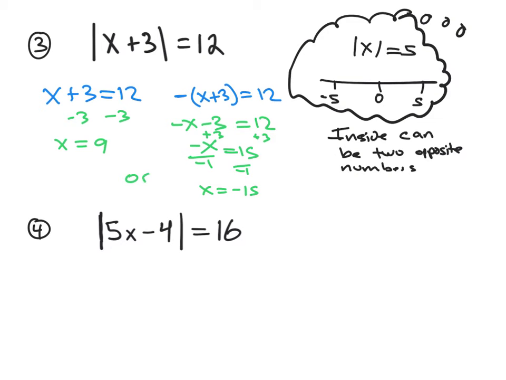So there's my two answers, but the "or" between them: x is 9 or x is -15. So those are the two answers that make this equation true. And let's do a little mental math here.